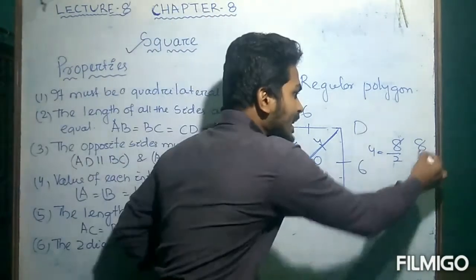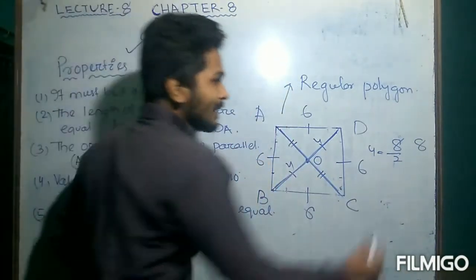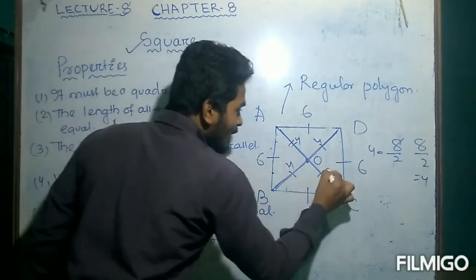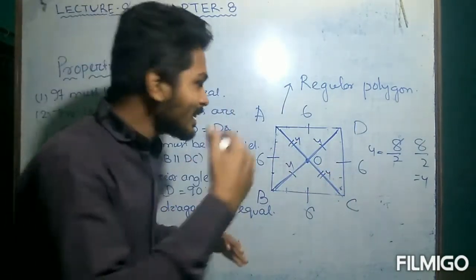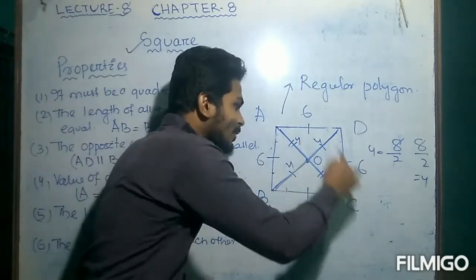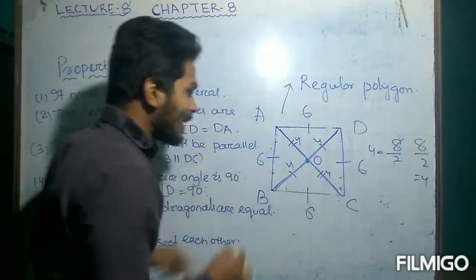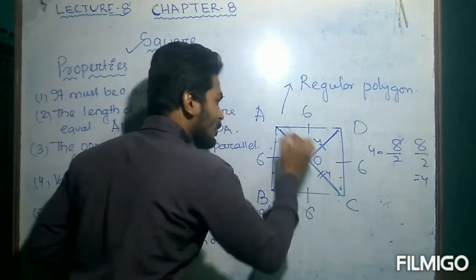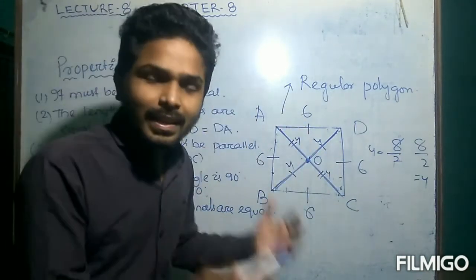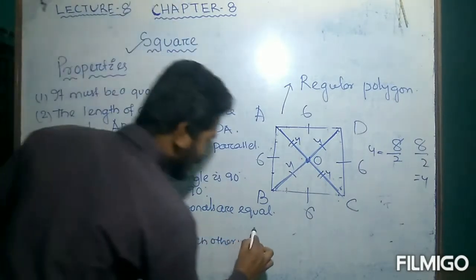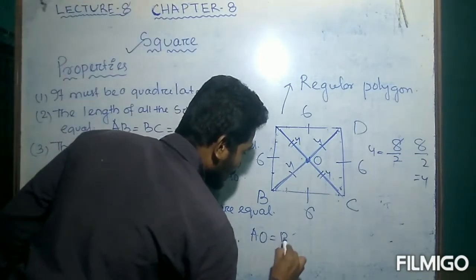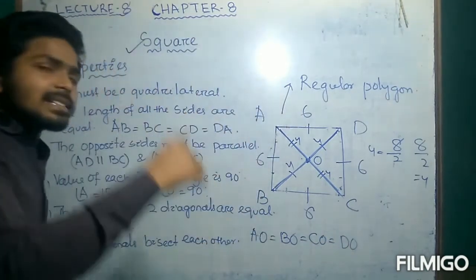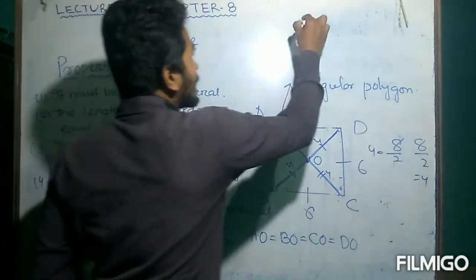Similarly, AC is 8. If we take half of AC, then we will get what? That is also 4 centimeters. So it is also 4, it is also 4. So it means all the diagonals are bisected by each other and each half is equal. BO is equal to CO is equal to DO is equal to AO. Each half is equal. So simply you can write AO is equal to BO is equal to CO is equal to DO.